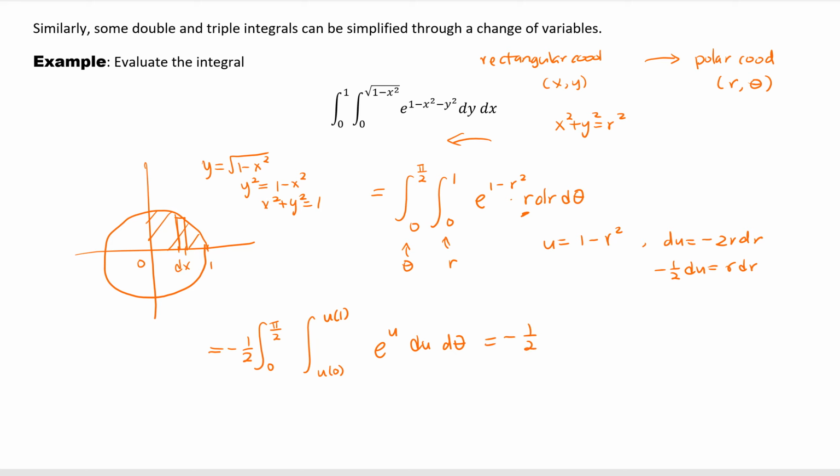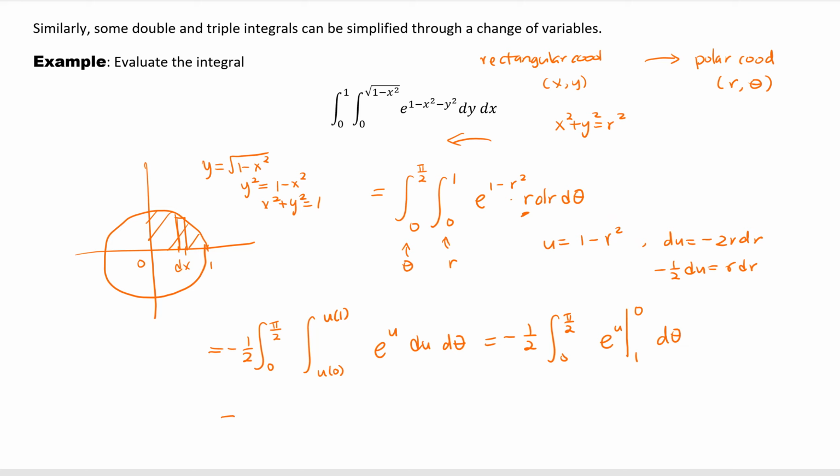So what is that? Well, the integral of e to the u is e to the u, and then we evaluate it from u of 0. So we plug in r is 0, so 1 minus 0 is 1. We plug in u of 1, so 1 minus 1 is 0.